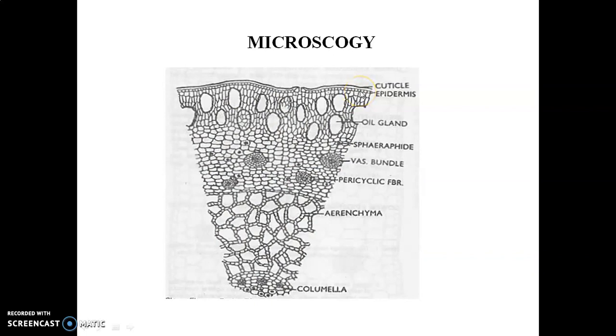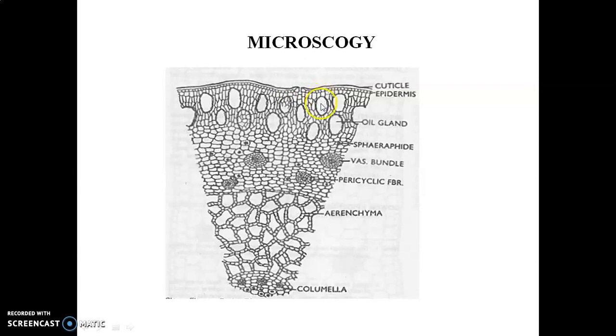So the outermost layer is nothing but the epidermis. Here we can observe a single layer of straight walled cells with stomata, and that is further covered with a smooth membranous structure known as the cuticle. But this cuticle is somewhat thick. Okay, so this is regarding the epidermis.